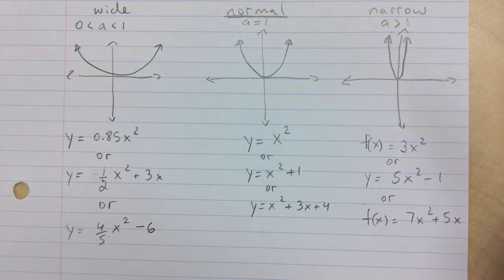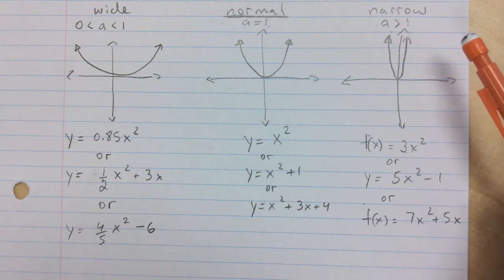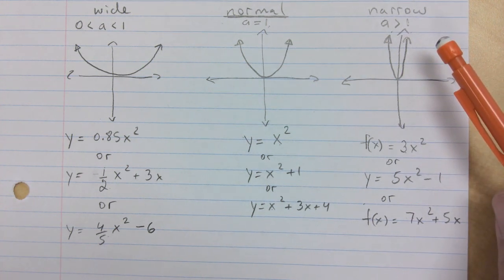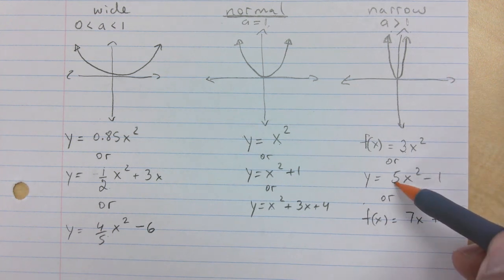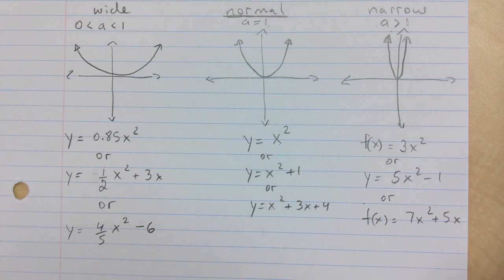So this question is simply looking at the opening, which you don't look at the sign for. The sign tells you which way it's opening. Is it up or down? The value of a, like the actual number, tells you if it's going to be wide, normal, or narrow. Okay?